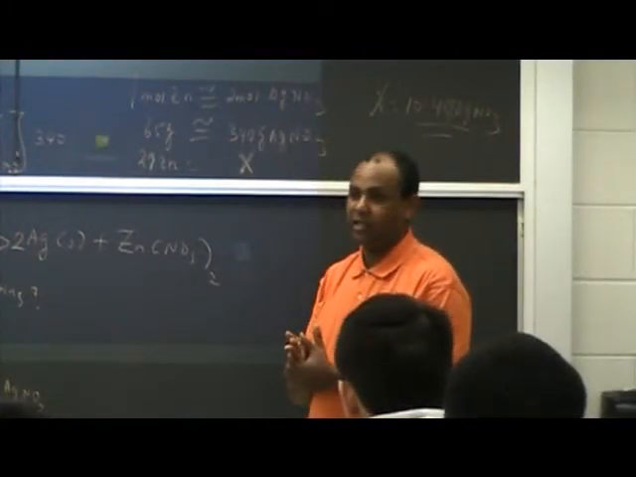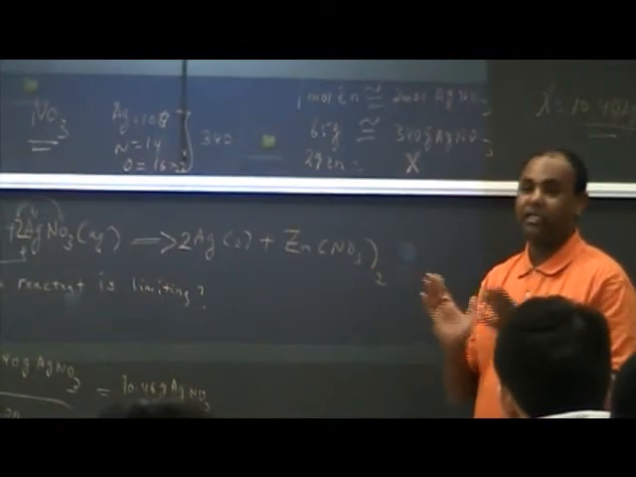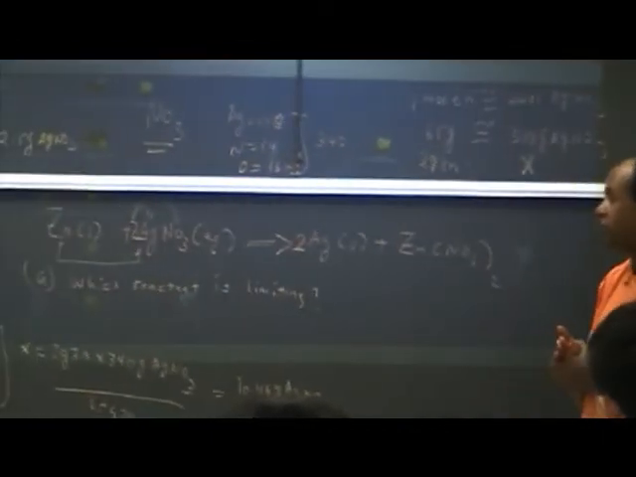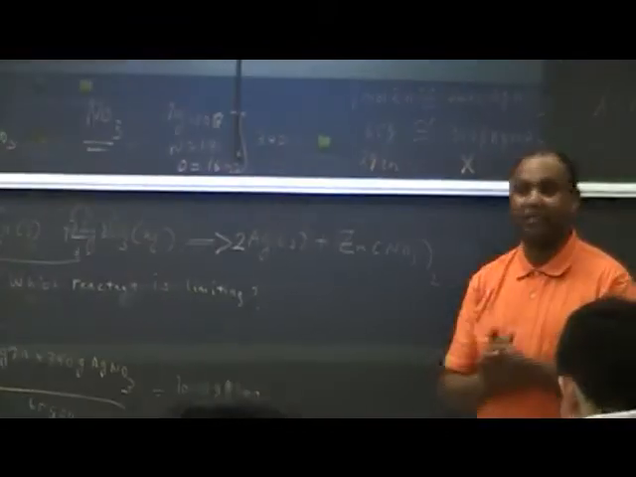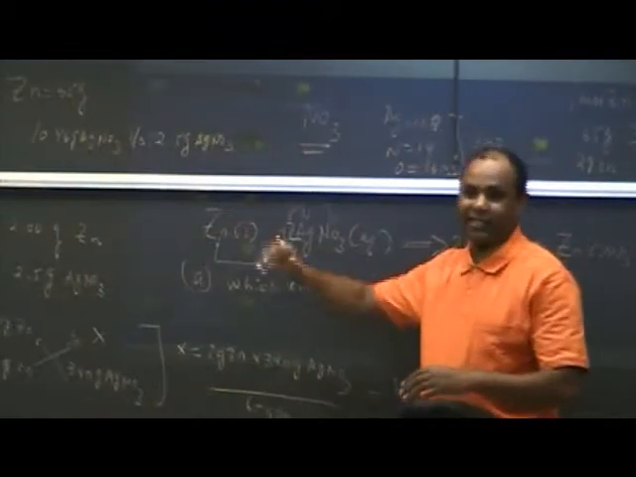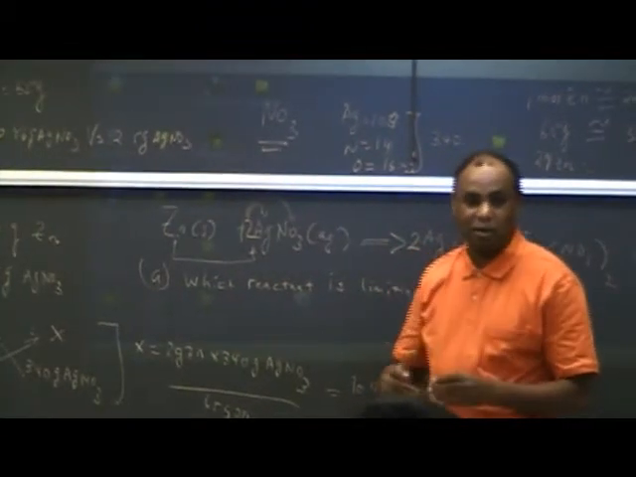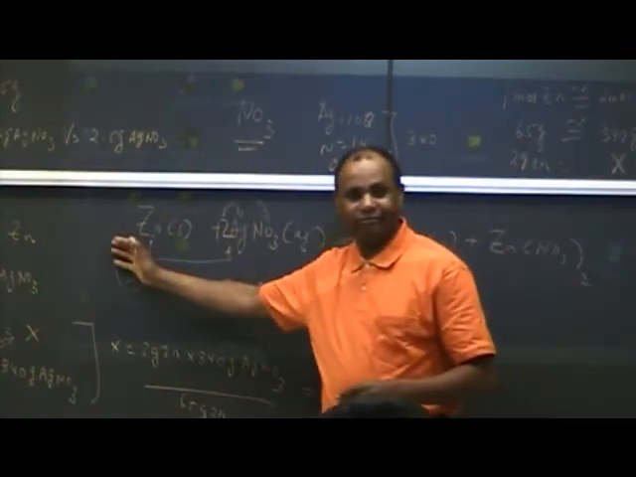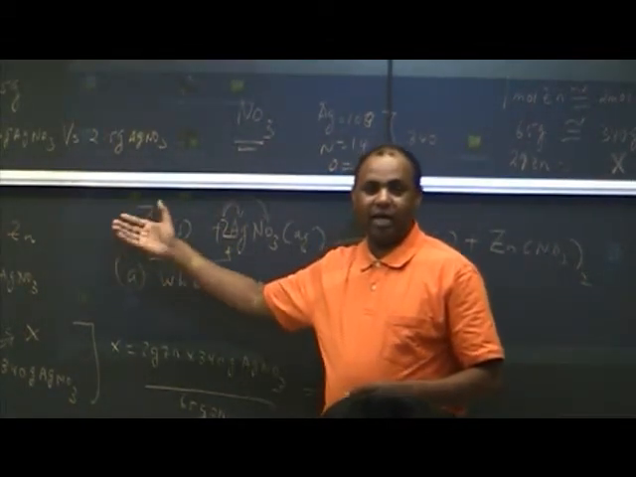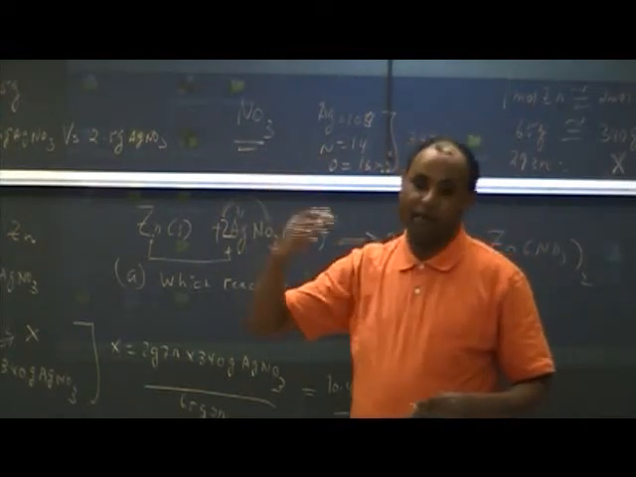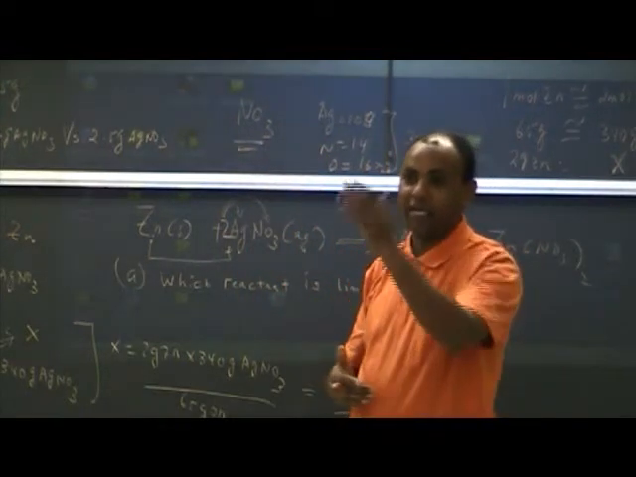Okay. Are we clear on this? If 2.5 grams of silver nitrate is a limiting reactant, everything is based on silver nitrate. The amount that is produced is not based on zinc. Now, again, I want you to go back with the idea of slice of cheese and bread.